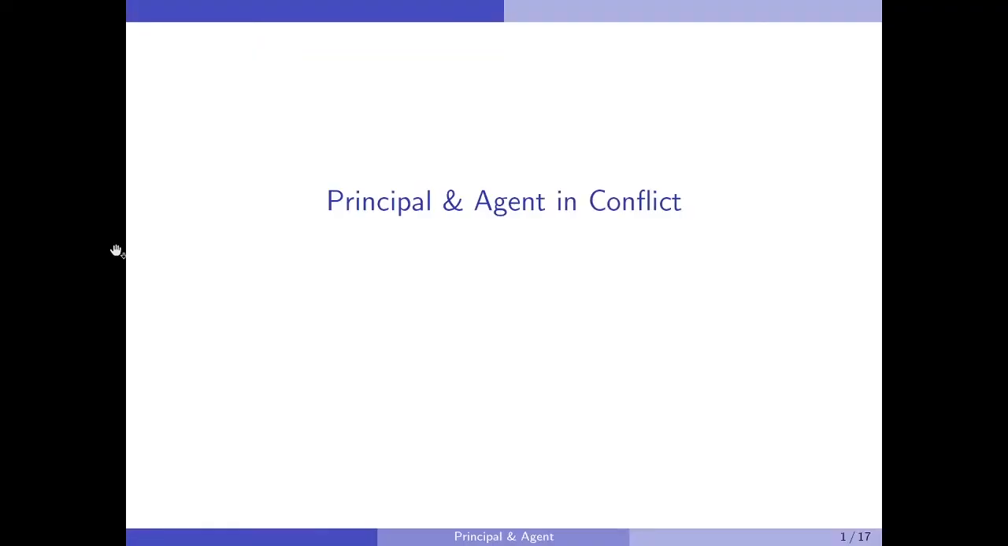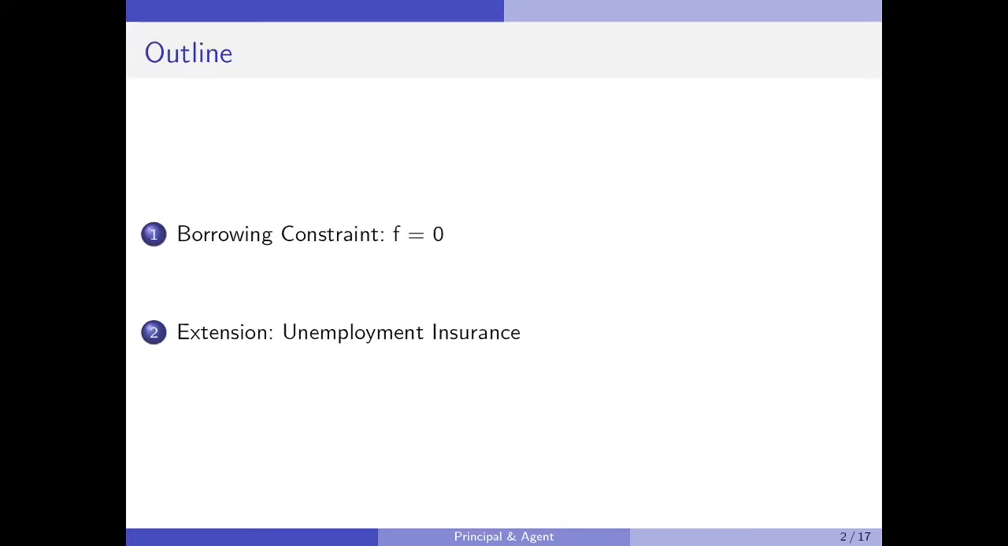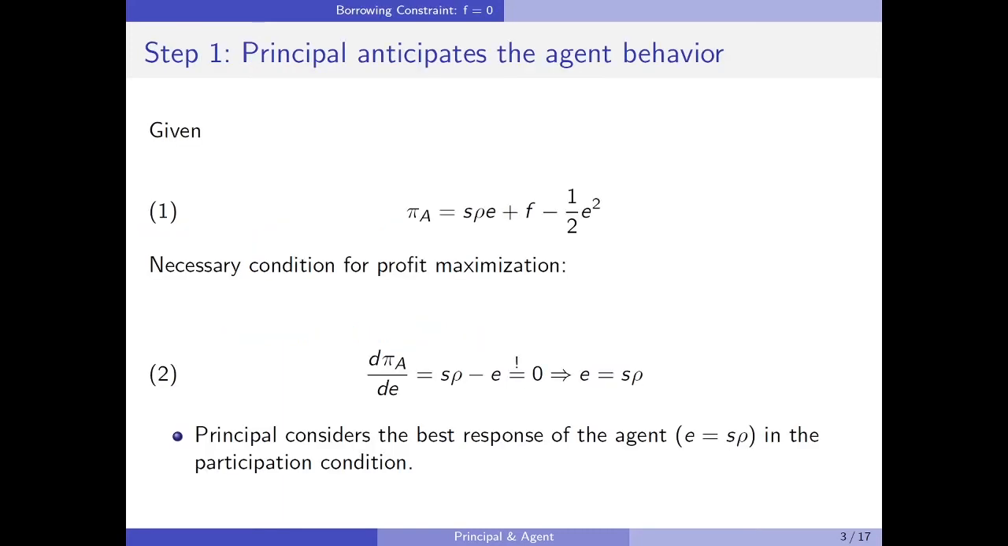Hi everyone. In this exercise class, we are going to talk about the principal and agent in conflict. In the outline, we are going to see some extensions of this conflict, which is discussed in the lecture. We are going to consider it with a borrowing constraint, where the fixed salary is equal to 0. In the second step, we are going to consider unemployment insurance in the equations.